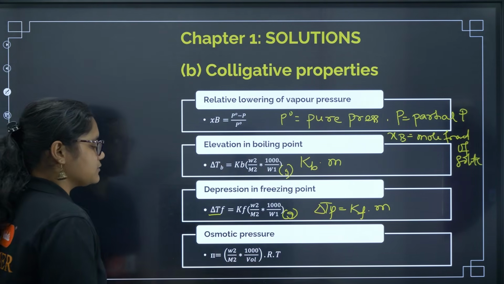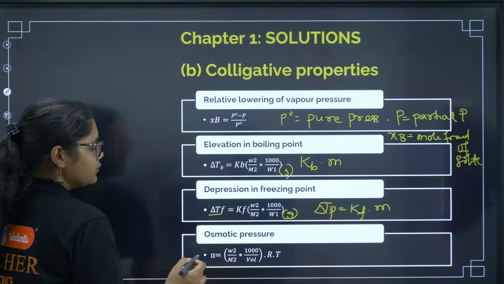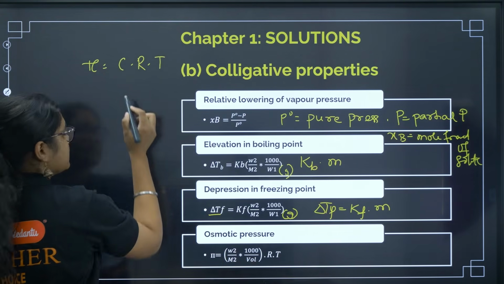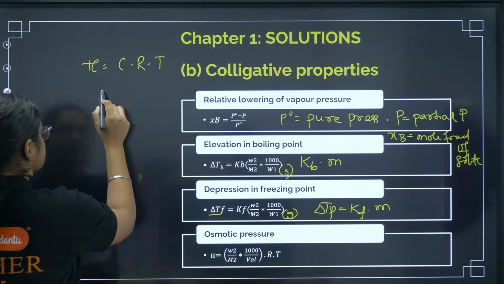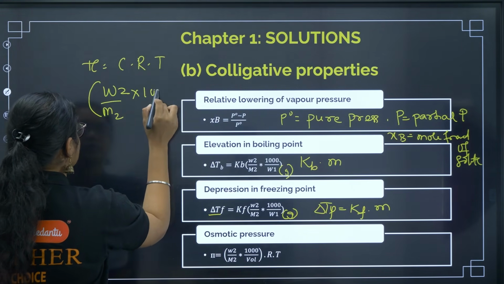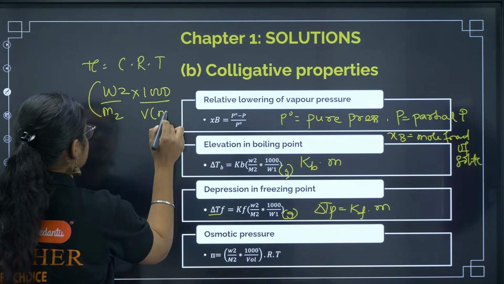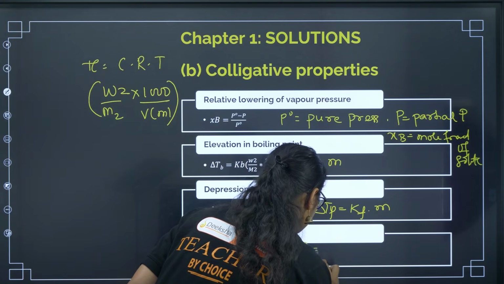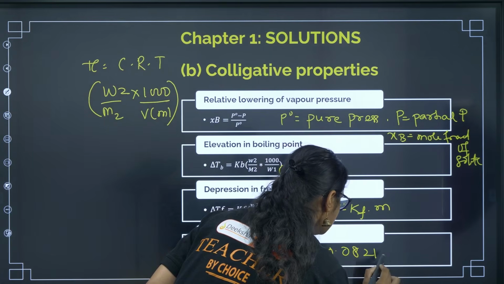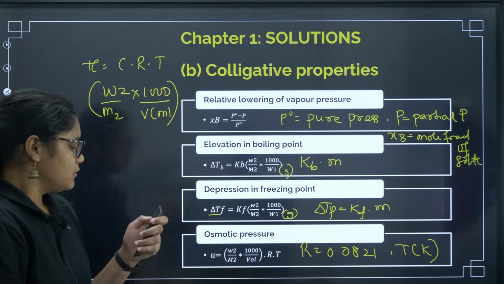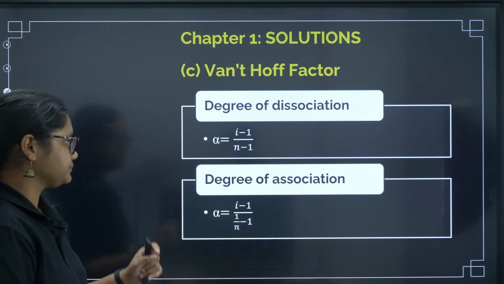Now coming to the last one, osmotic pressure: pi is equal to C into R into T, where C is molarity and its formula is W2 by M2 into 1000 by volume of solution in ml, into R into T. What R value is taken here? 0.0821, and temperature should be in units of Kelvin. Okay, fine. Now let us see the next one.